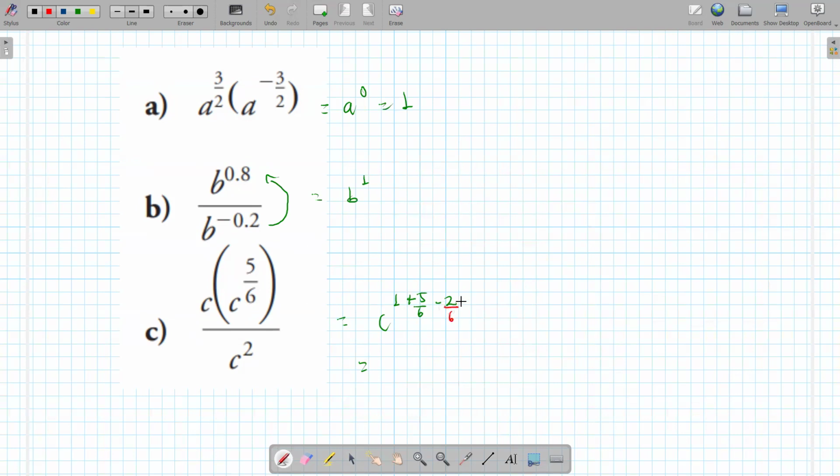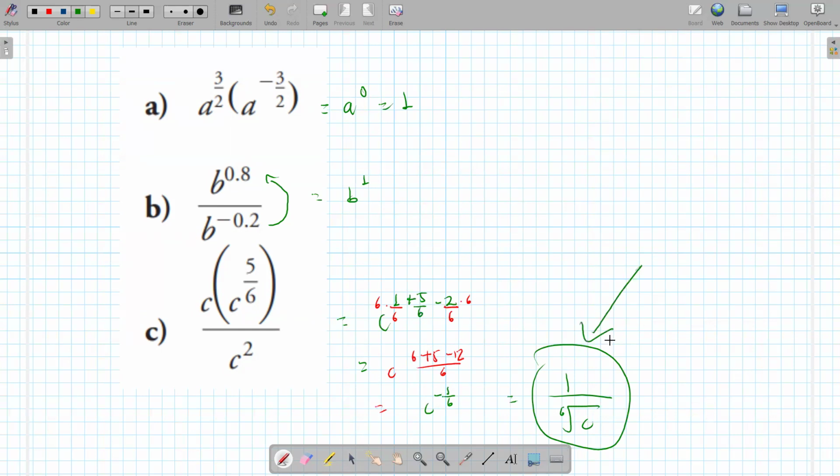This needs a 6, this needs a 6. So it becomes C to the power of (6 plus 5 minus 12)/6. So that's C to the -1/6. So the final answer will be something like this. You throw it in the denominator to make it positive, and the 6 in the denominator of the exponent is the index, and you are done.